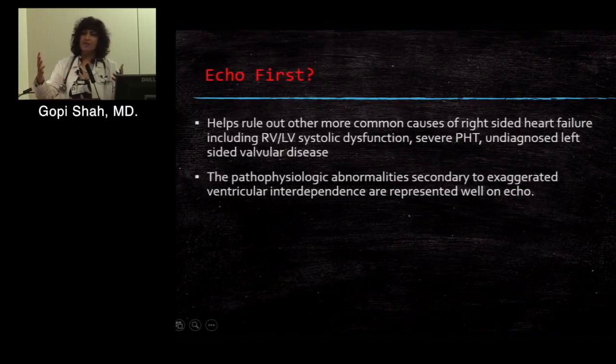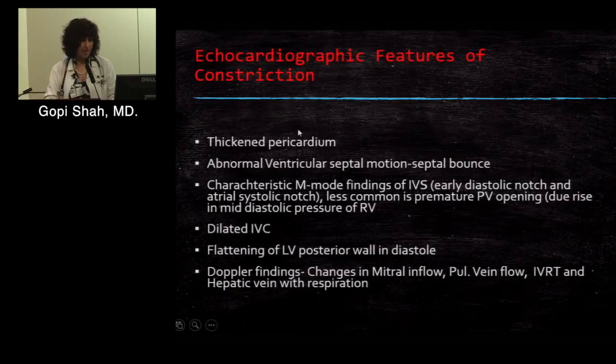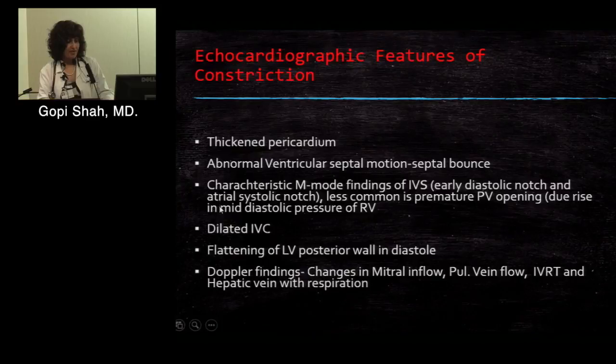But echo certainly remains the bread and butter first diagnostic imaging study that you're going to do, because it helps you assess and rule out several other things as listed here. You can show beautiful ventricular interdependence nicely on echo, but so can you on MRI. Some of the features that we have seen of constriction are thickened pericardium, as I mentioned, dilated IVC, flattening of the LV posterior wall in diastole, and then the Doppler findings. And these are some of the characteristic M-mode findings.